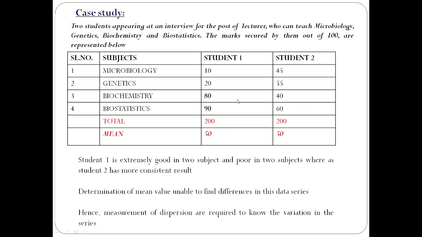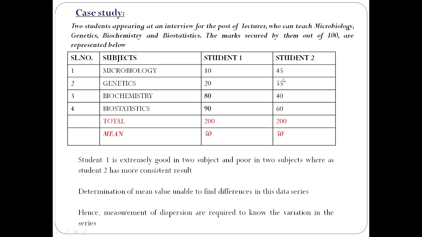So the average marks obtained by student 1 is 50 and by student 2 is also 50. So looking at the value of central tendency, in this case the mean, we are not able to differentiate the quality of the two students. But if we look carefully into the data, because the data is very short here, we are able to look into it in detail. So here we can find that student 1 is very good in two subjects, biochemistry and biostatistics, whereas he secured poor marks in microbiology and genetics. But on the other hand, student 2 obtained consistent average marks in all the subjects.